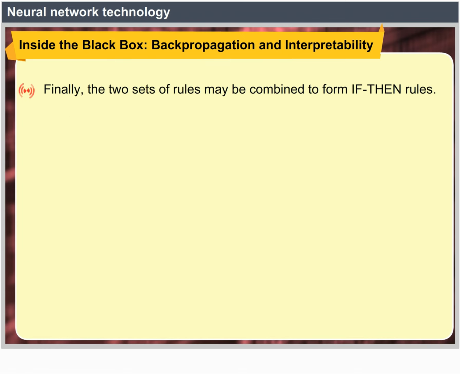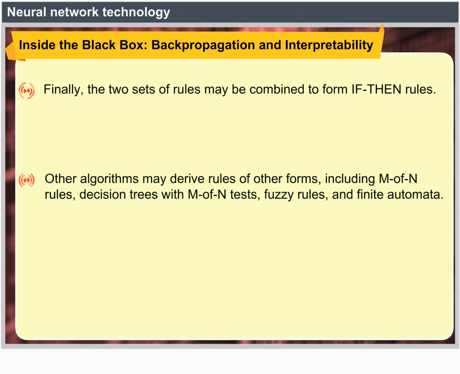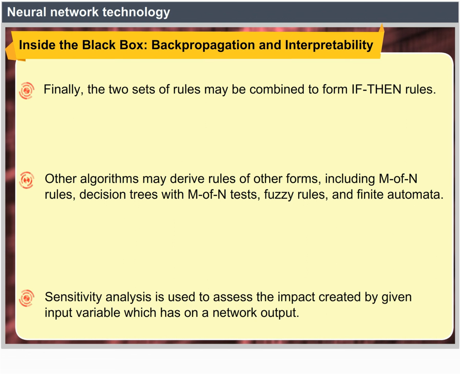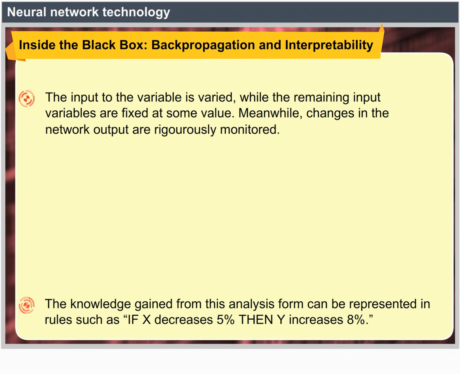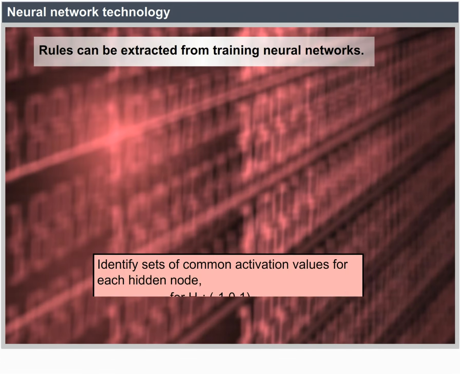Other algorithms may derive rules of other forms, including M-of-N rules, decision trees with M-of-N tests, fuzzy rules, and finite automata. Sensitivity analysis is used to assess the impact that a given input variable has on a network output. The input to the variable is varied, while the remaining input variables are fixed at some value. Meanwhile, changes in the network output are monitored. The knowledge gained from this analysis can be represented in rules such as: if X decreases 5%, then Y increases 8%. This figure shows the rules that can be extracted from trained neural networks.